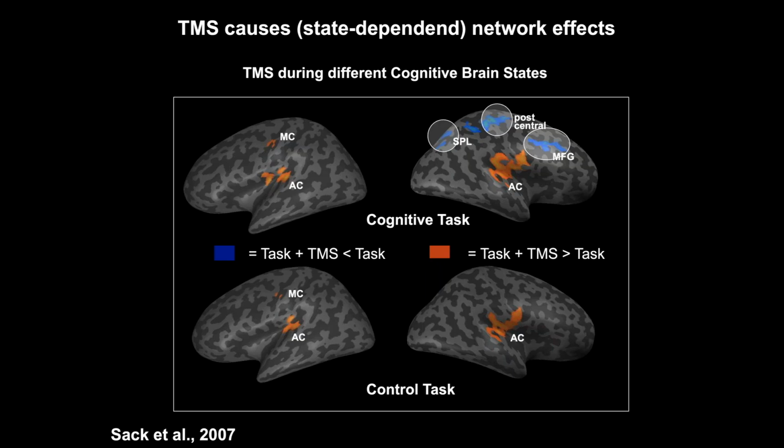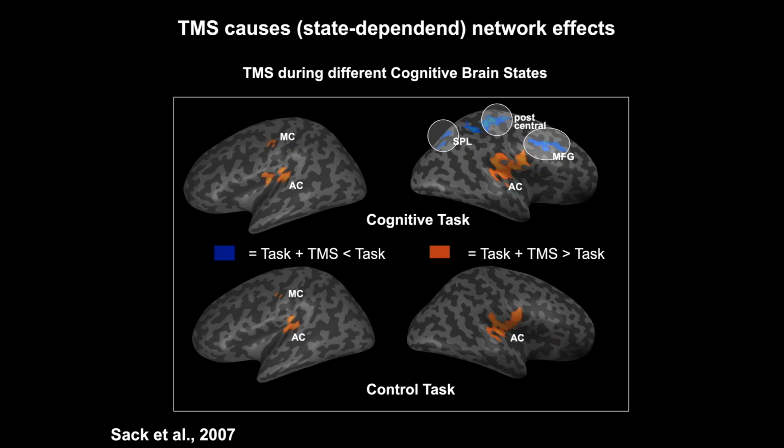The second take-home message is that those network effects that we find, they are not always the same. Even if you do it a couple of times in the same subject, it's not always the same network that you activate, but which area you activate, which network, depends on the cognitive state of your subject. And this is something we showed already in 2007.